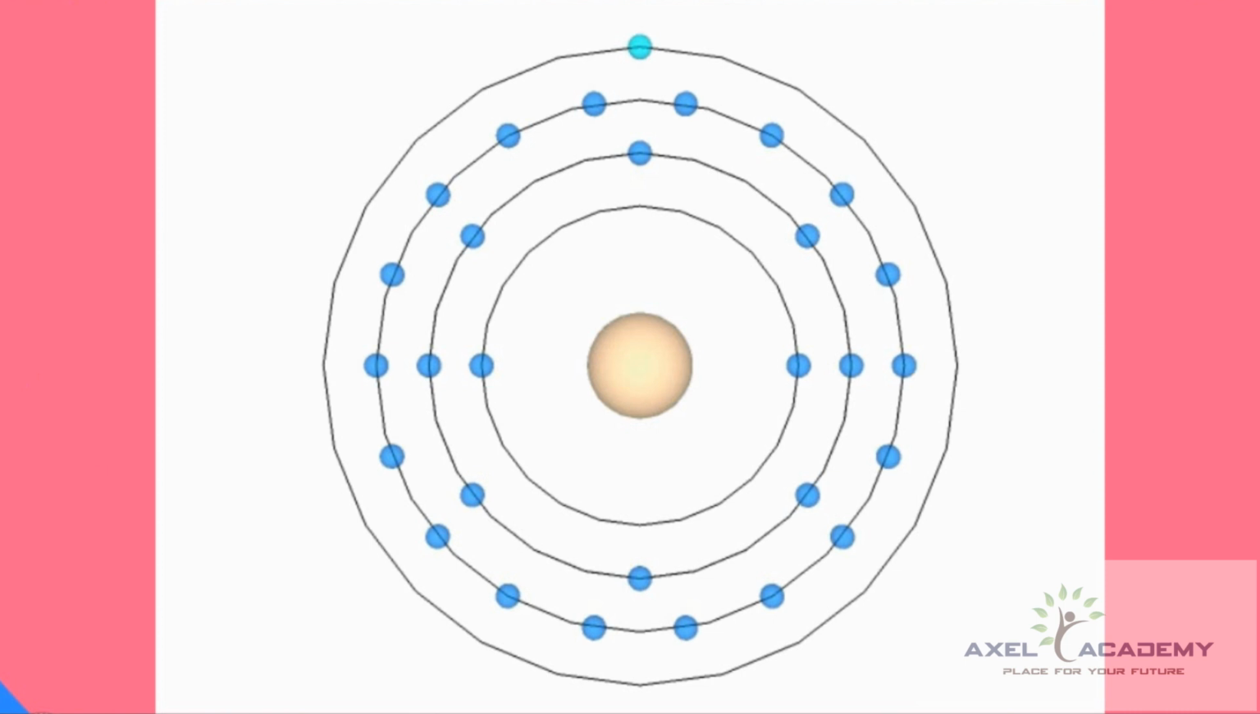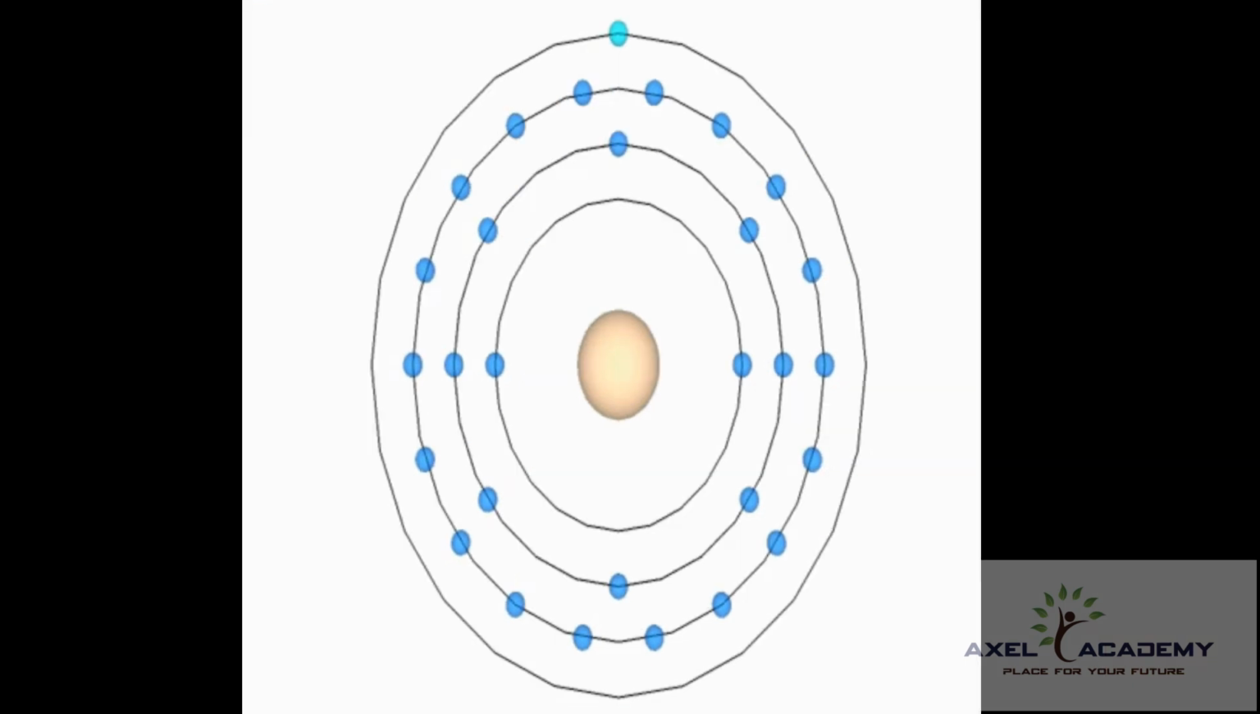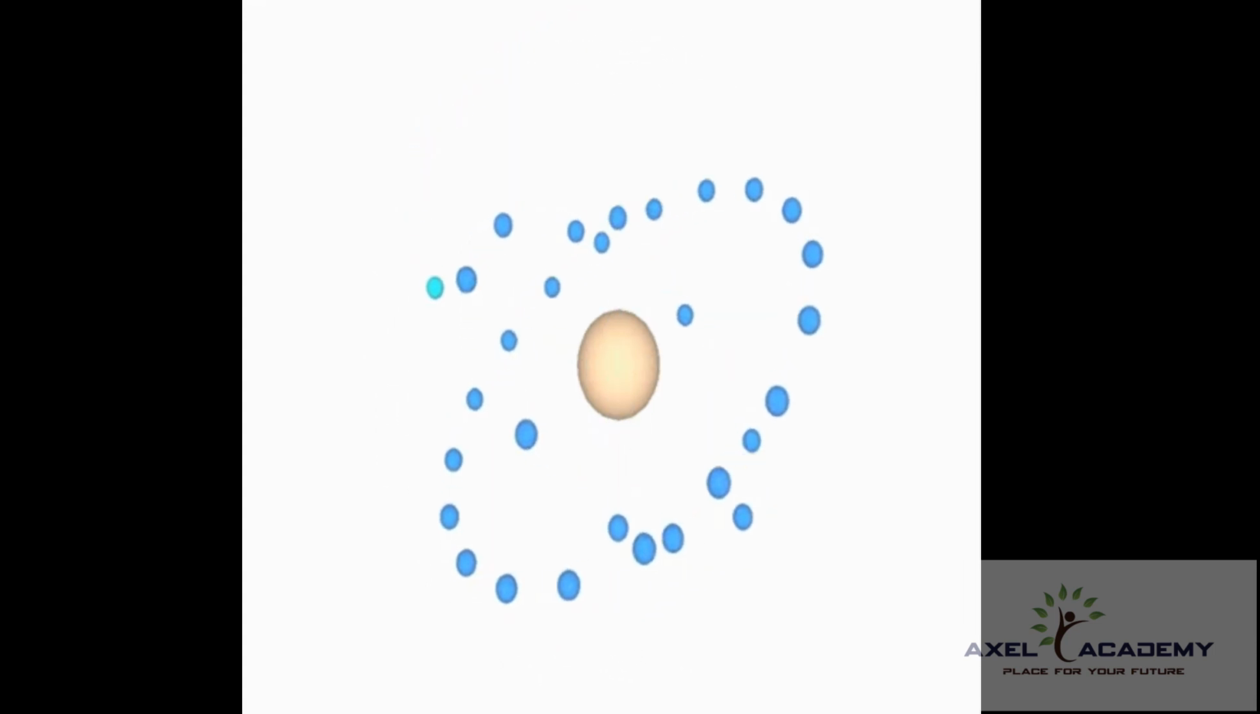The first orbit will have 2 electrons. The second orbit can be filled with 8 electrons. The third orbit can be filled with 18 electrons and so on. Take a look at the video here.